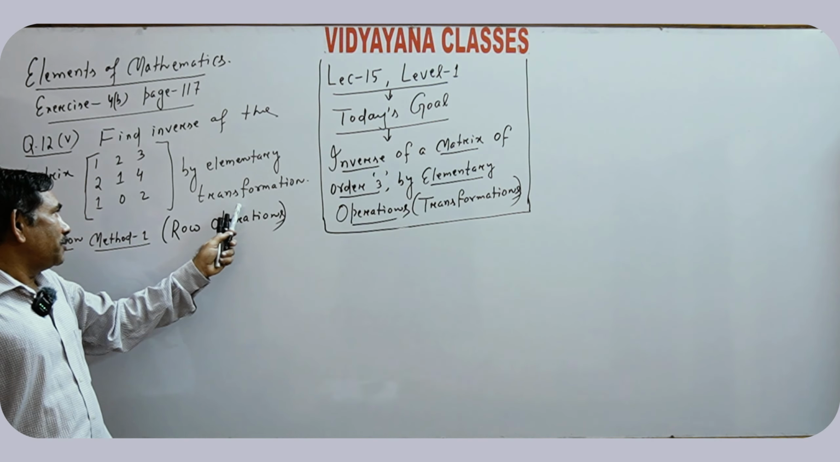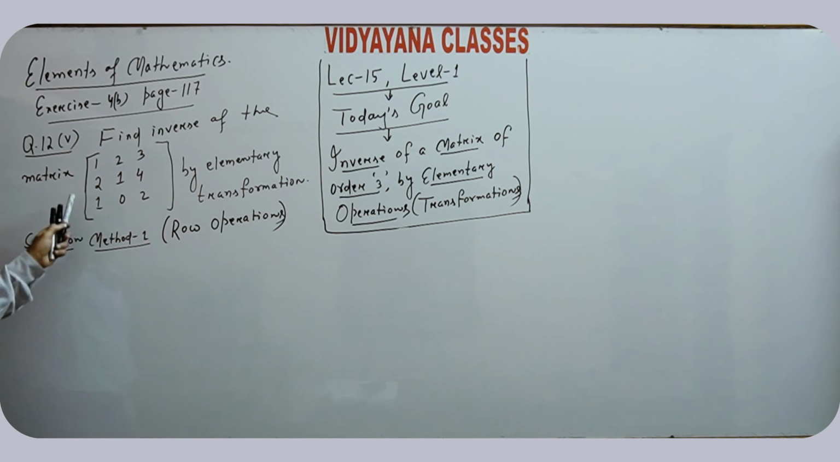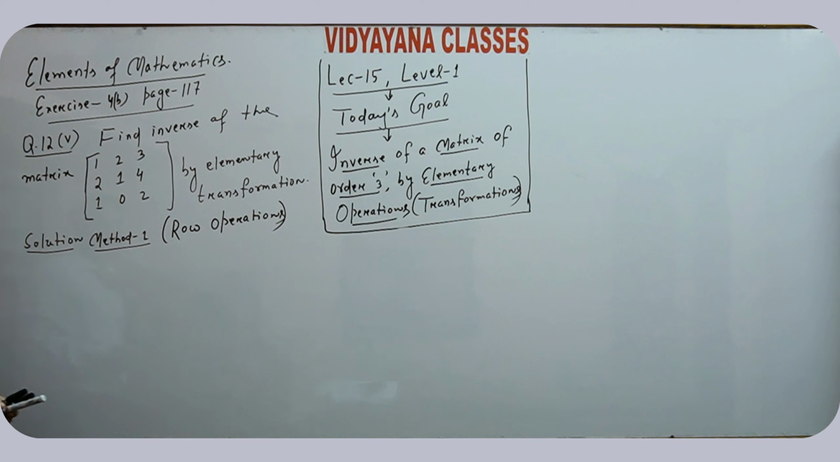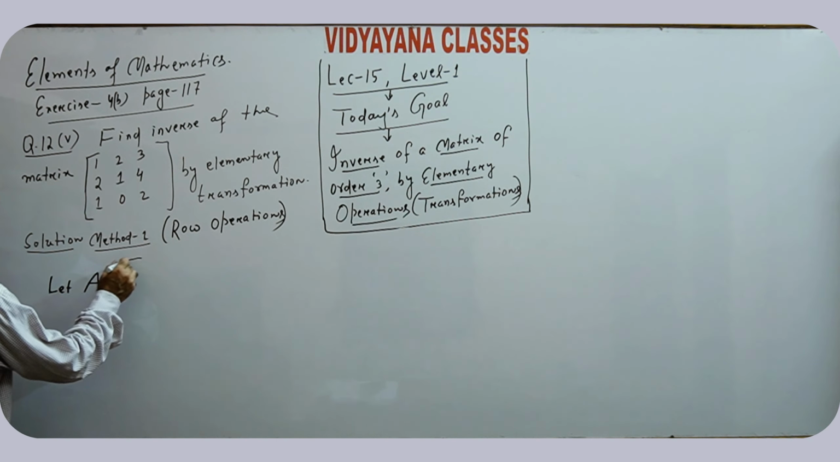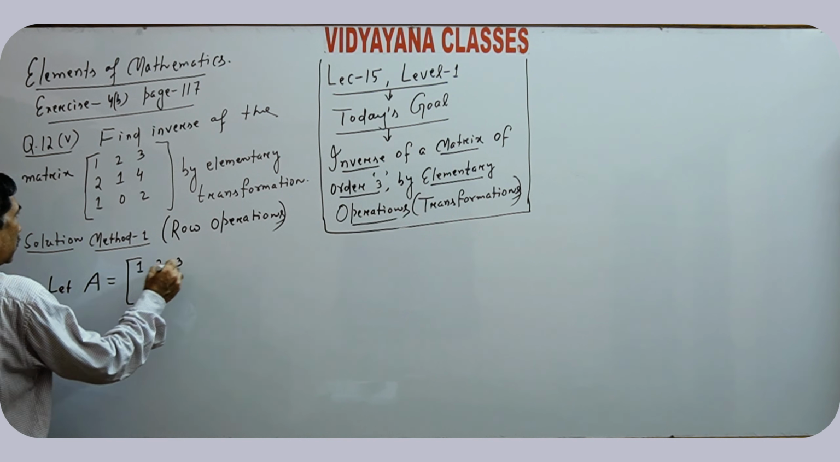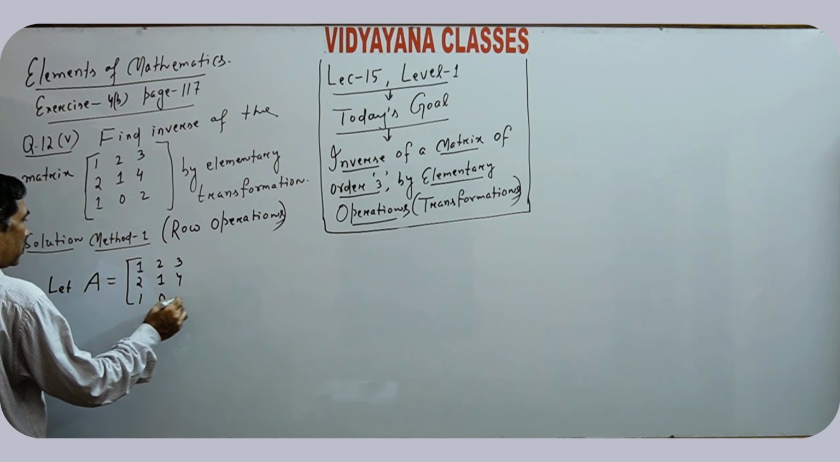In elementary transformation there exist two methods. We can solve the question by row operations or column operations. First method, row operations. Let capital A be the given matrix having elements 1, 2, 3, 2, 1, 4, 1, 0, 2.